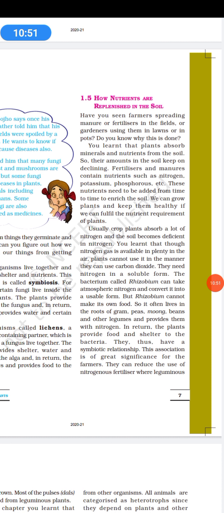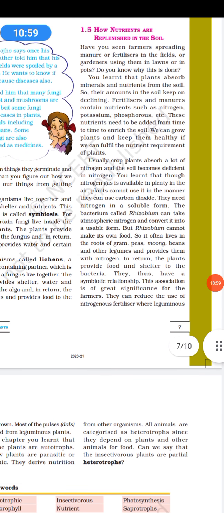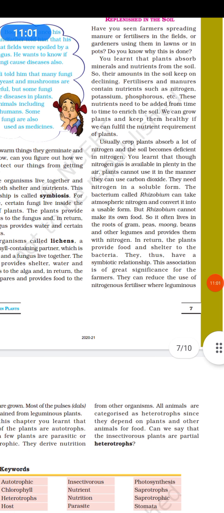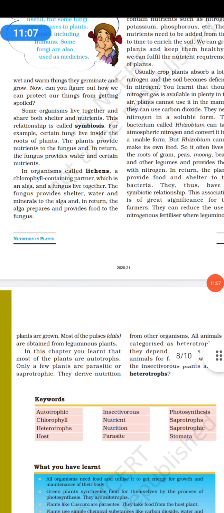So now what will happen? There are some bacteria called rhizobium in the root nodules of leguminous plants like moong, peas and all those pulses. They will again fix the atmospheric nitrogen. They will have a symbiotic relationship. Okay, so the nitrogen gets back into the soil.